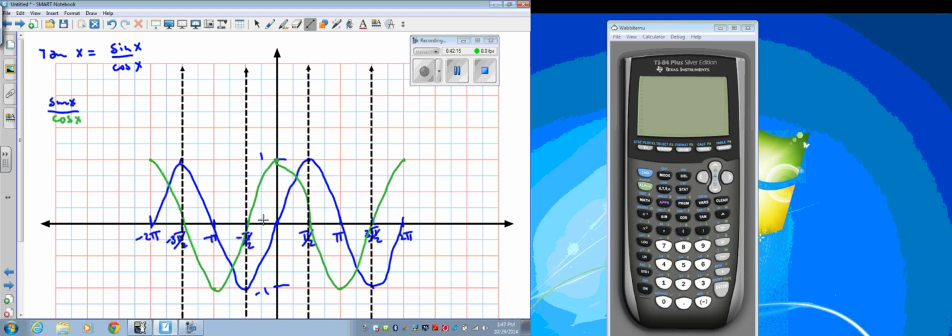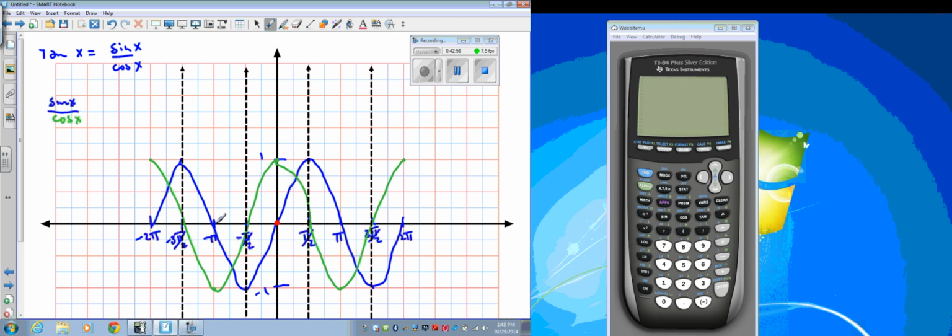How far apart are those undefined points? Pi. Every one of them are pi apart. Now let's just think about when I'm here, right here, the sine, which is blue, is going to be what? Right there, 0, isn't it? And the cosine right there is what? 1. So this is 0 over 1. So what is the tangent right there? 0.